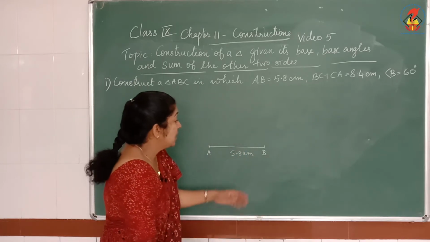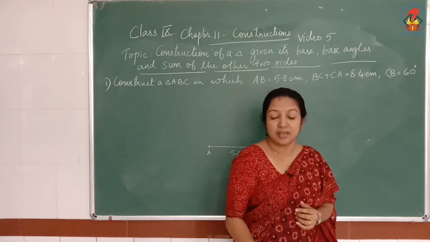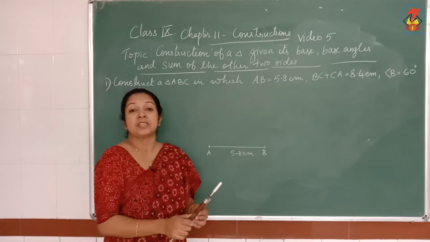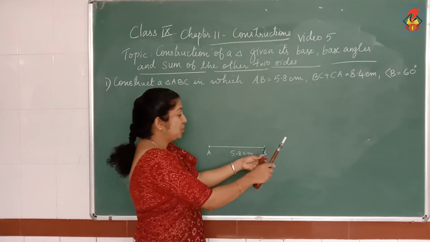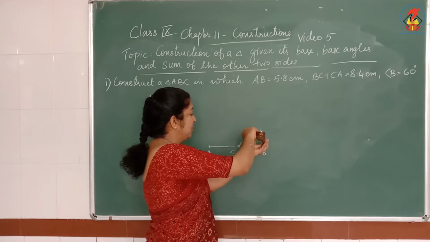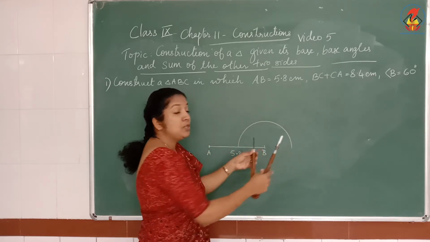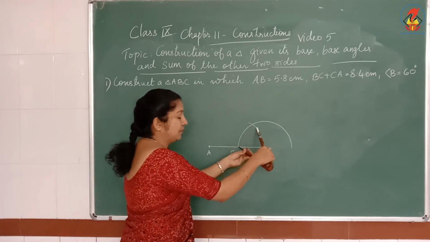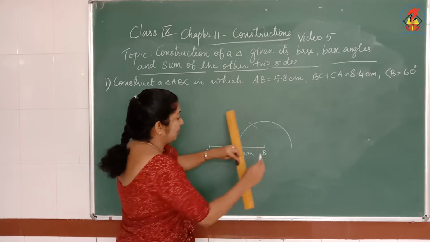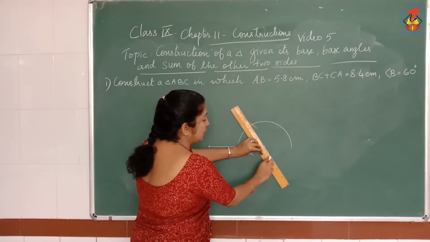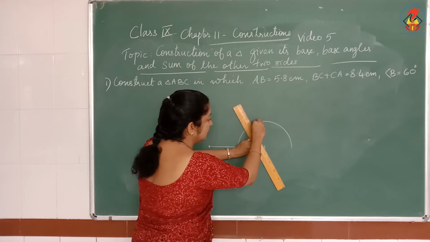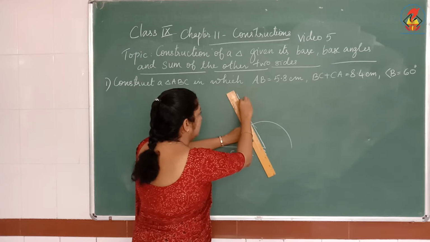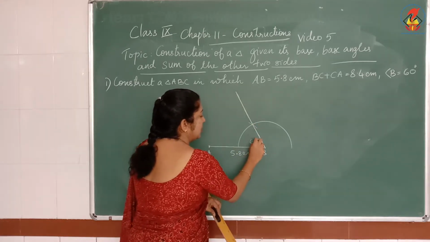So next is angle B is given as 60 degree. You cannot use a protractor, you have to construct 60 degree, you know how to construct. So take any radius, draw an arc here. How much we need? 60 degree. With the same radius, make a cut on this arc and join these two. Mark this point, join these two. Mark it as 60 degree.